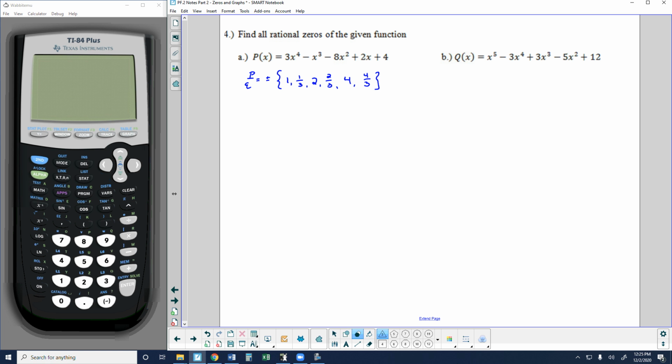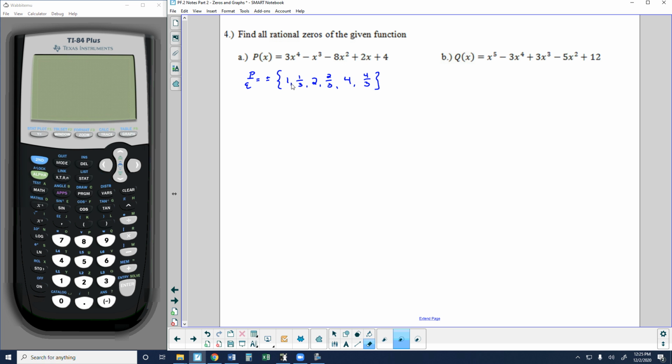Now, what we need to do from here is figure out which ones are. So remember, we had the combination of the factor theorem and the remainder theorem in our previous lesson in PF.1 notes, which told us that if I take a number and substitute it in for P of x, and my resulting figure is 0, then that number is a 0 of P of x. So to find all possible rational zeros, what I could do is one by one substitute each one of these numbers into P of x.